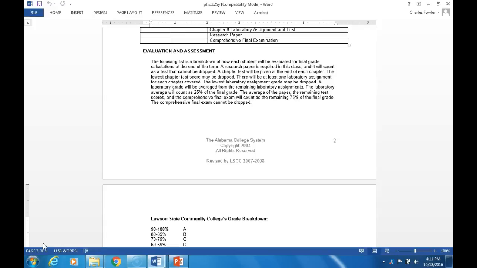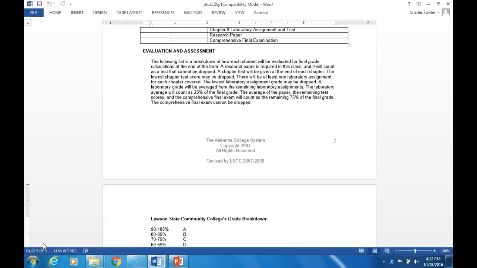Get them done, okay? There will be at least one laboratory assignment for each chapter. In fact, most of the chapters have multiple lab assignments. The lowest lab assignment may be dropped if that helps your grade. Again, I don't drop something if it hurts your grade, only if it helps. So most of the time, if you have a low one, I'll drop it, okay? Or you can miss one. A lab grade will be averaged from the remaining lab assignments.